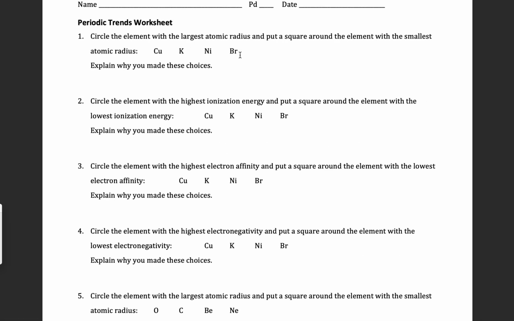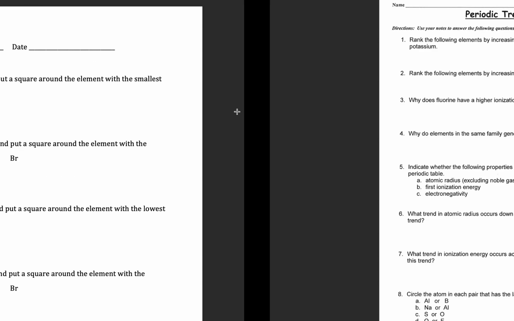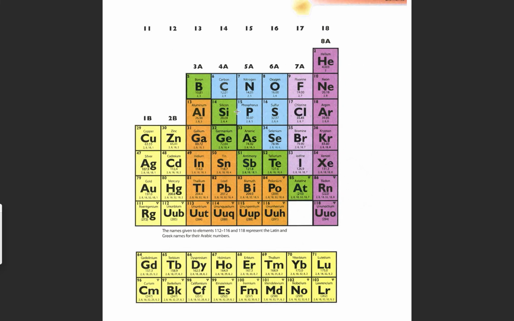All right, so we're doing this first one. I'm going to let you do the others, but I just want to show you a largest atomic radius. Remember, atomic radius gets bigger as you go down and to the left. So copper, potassium, nickel, and bromine. So we need the farthest down and the farthest to the left. Let's look at our periodic table.